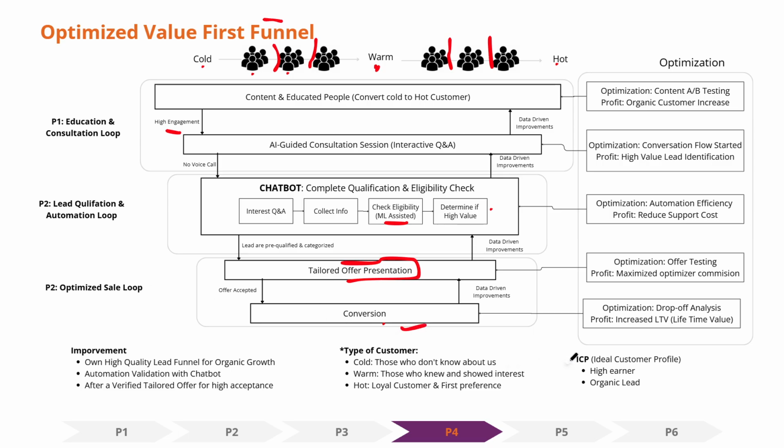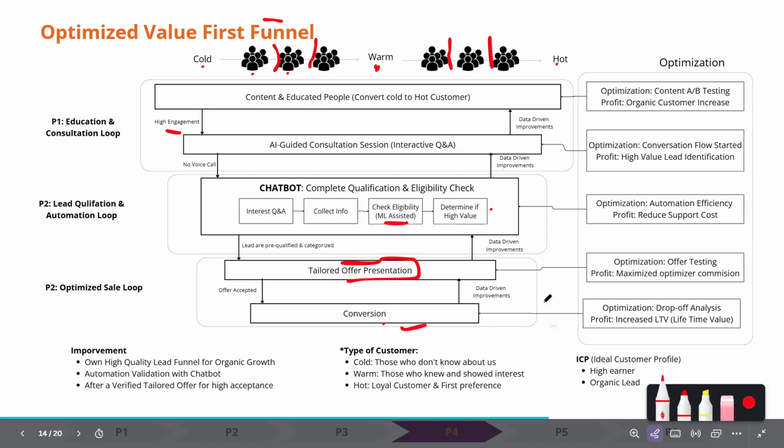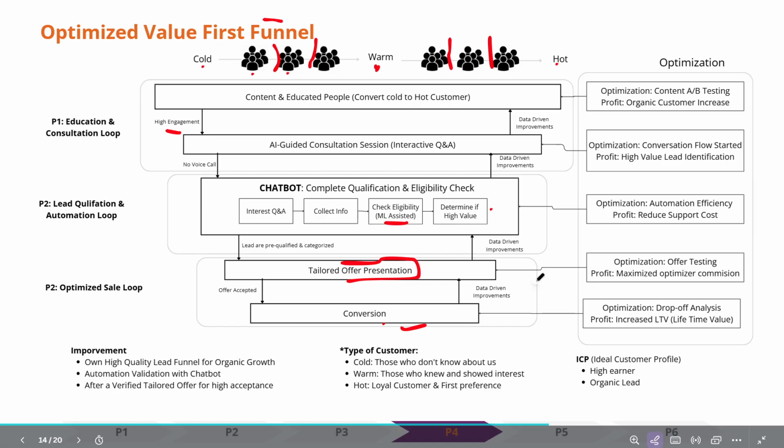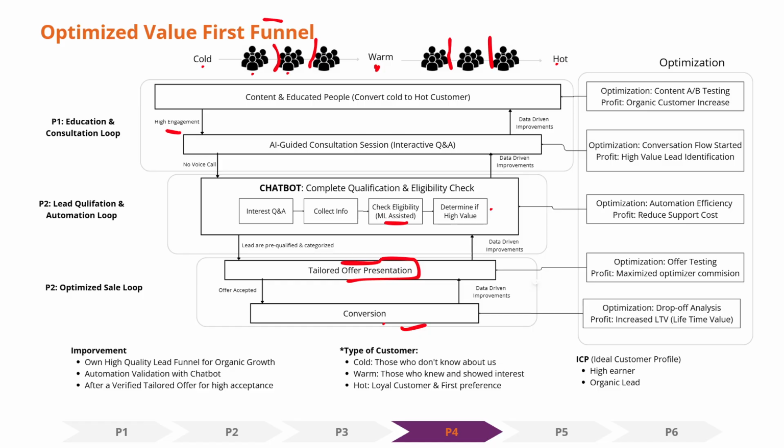So this is the ICP, ideal customer profile. Here, the ideal customer profile is the high-value and organic lead. I mostly focus on creating organic customers here, so that it improves our funnel and creates more revenue as we go down.